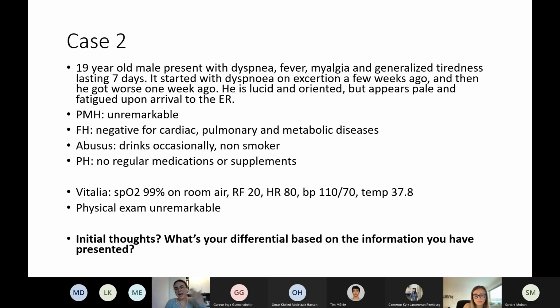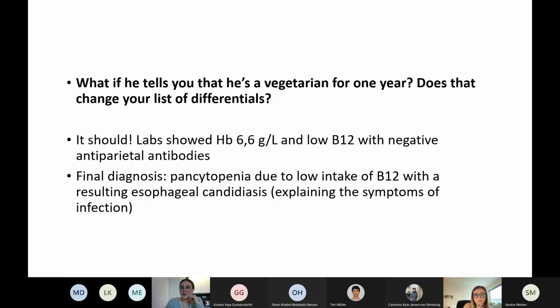based on this information, I assume most of you are thinking about an infection, but then what if I tell you that he has been vegetarian for 1 year? Does that change your list of differentials? Could be anemia then, maybe. 10 points.